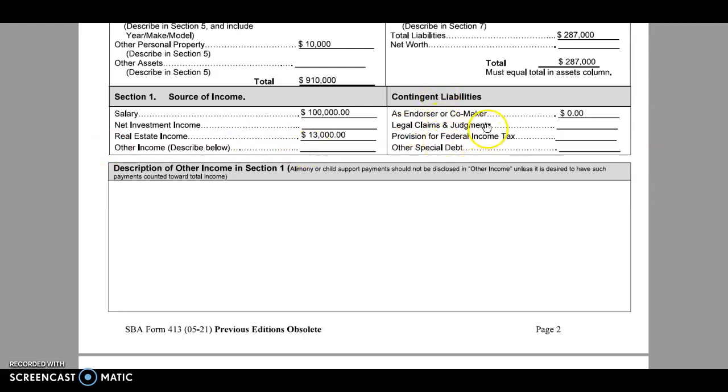Contingent liabilities. Again, contingent liabilities is where you signed as a guarantee on another loan. So for example, if you signed on your son or daughter's student loan, that's a contingent liability. You're kind of responsible for it, but you did it in order for your son or daughter to get the student loan. Maybe you have legal claims and judgments. Maybe you have some federal income tax provisions or other special debt. Other special debt would also be, I would list, if you're a guarantor and you signed a personal guarantee on a business loan. I would want that section filled out as well, and you would detail all of that here.